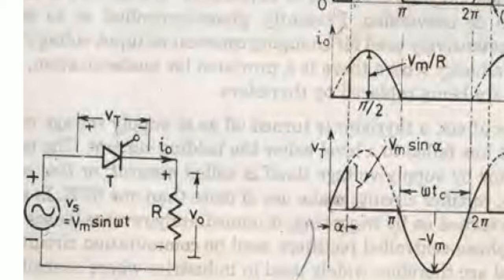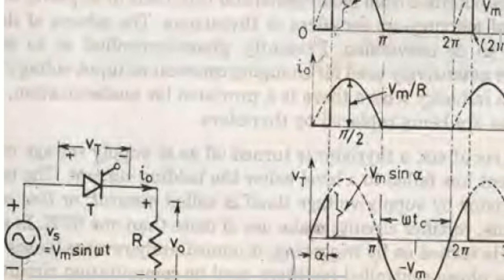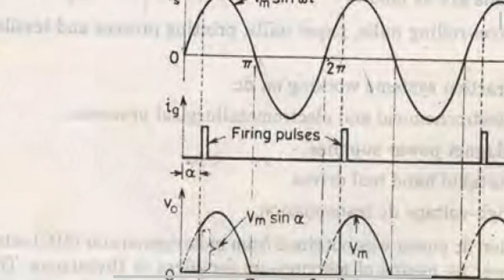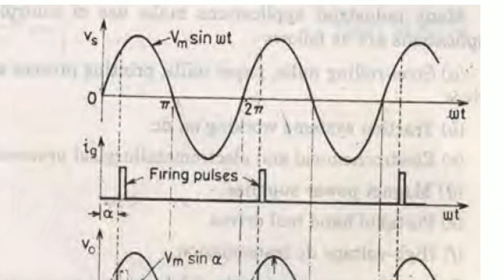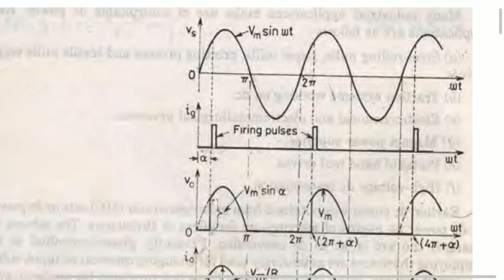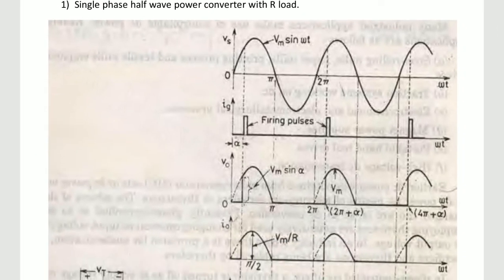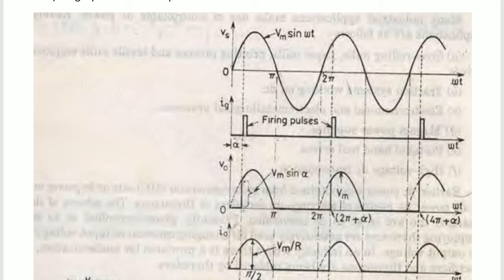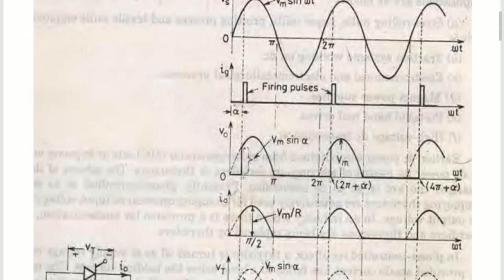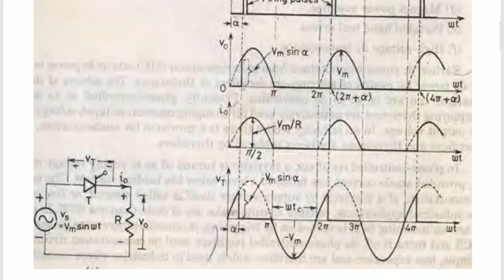The operation of this type of power converter can be easily understood by these waveforms. The first waveform is the source voltage, the input AC voltage Vs, with the equation Vm sin omega t. The second waveform is of the firing pulses of the SCR, that is Ig. The third waveform is the output voltage Vo. The fourth waveform is Io, the output current, and the last waveform is Vt, the voltage across the SCR.